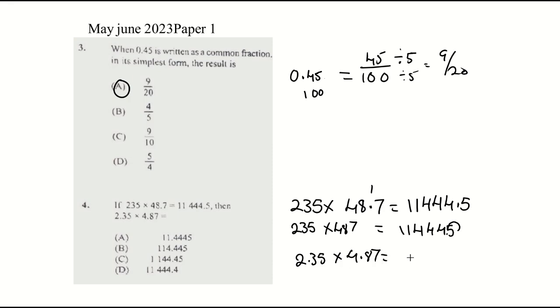So this would be 114445, and there are 1, 2, 3, 4 digits after the decimal points, so you shift it 4 times. 1, 2, 3, 4. So the answer would be 11.4445. Right? You're looking for that. That would be A. So guys, in a question like this, it is not a matter of having to multiply it in total and then carry back your decimal point. You have to know the knowledge of when we are multiplying decimals. What is the process?